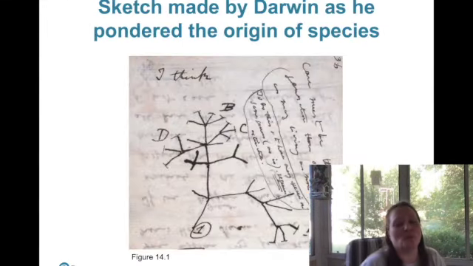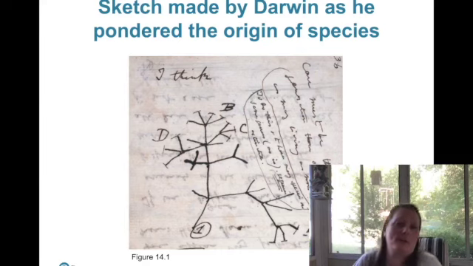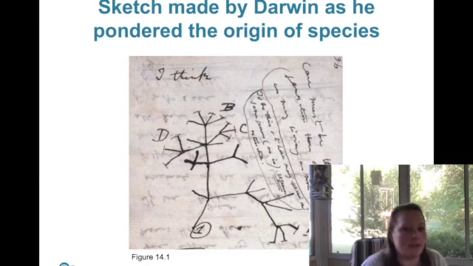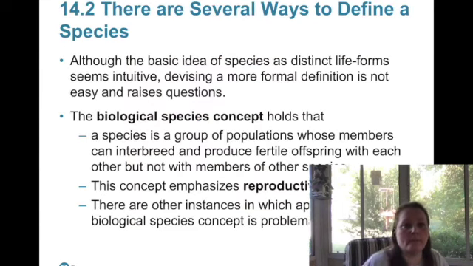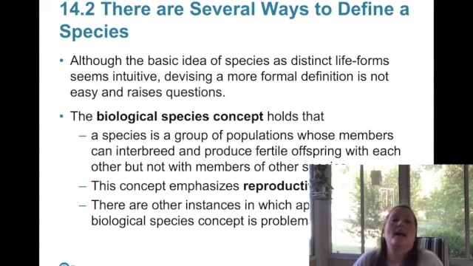I had no reason to keep this slide in other than I just thought it was kind of cool. This is a sketch made by Darwin as he was coming up with his idea of origin of the species, and so you can see this is a rudimentary phylogeny tree, similar to what we looked at in the previous chapter.